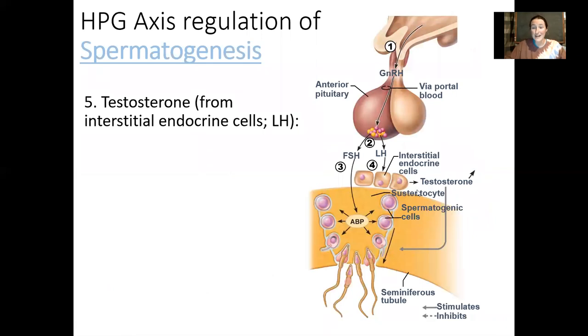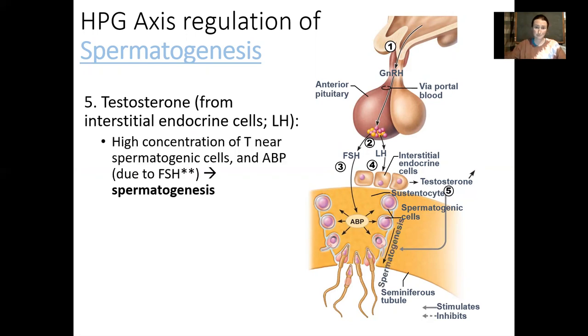Okay, so once again, testosterone is produced by the Leydig cells, or the interstitial endocrine cells, in response to LH. LH turns on different genes and testosterone is made. Testosterone does all sorts of different things. First of all, it enhances spermatogenesis.